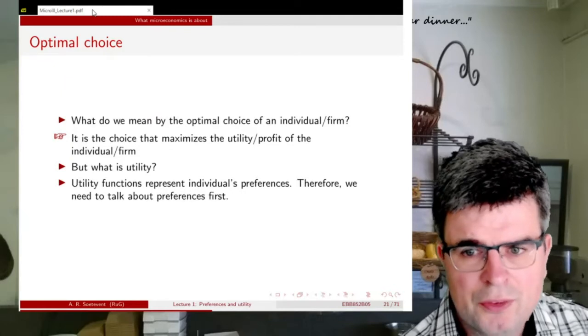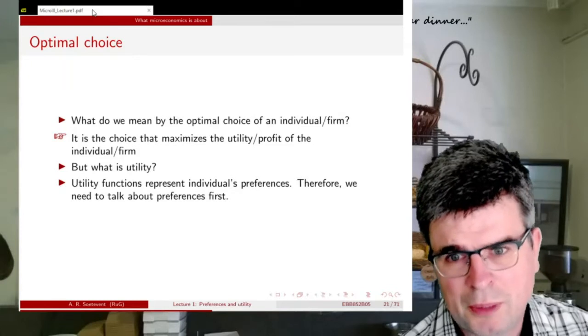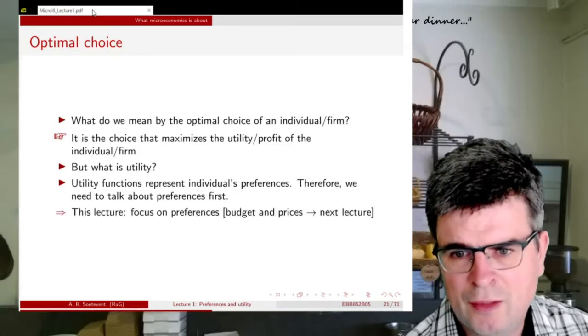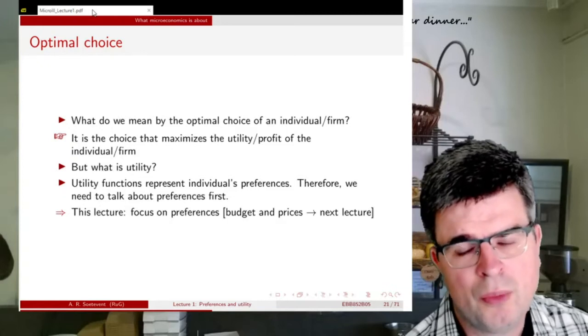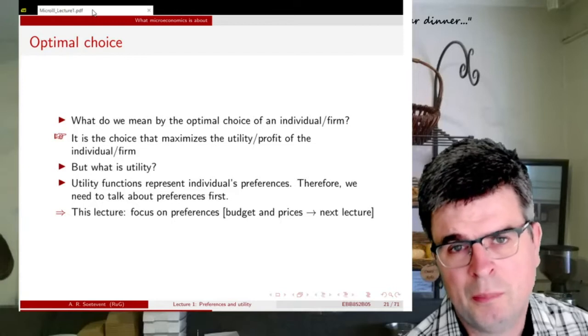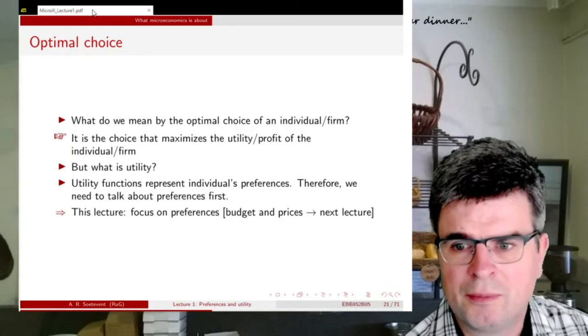Now, the utility functions represent individuals' preferences, so we first need to talk about these preferences, what preferences people have. We will do so in this lecture, and then in the next lecture we will focus on the constraints which are imposed by the budget, the money that the person has available, and the prevailing prices in the market.